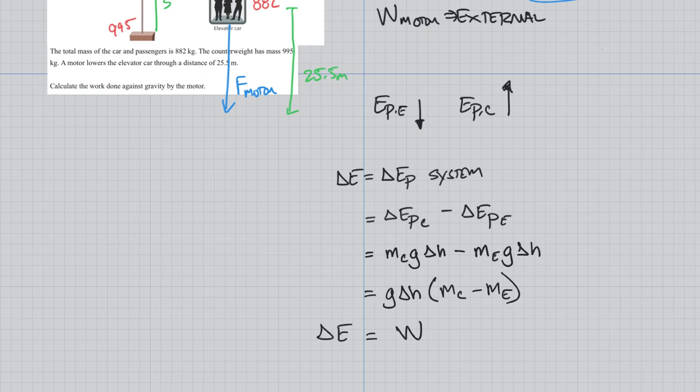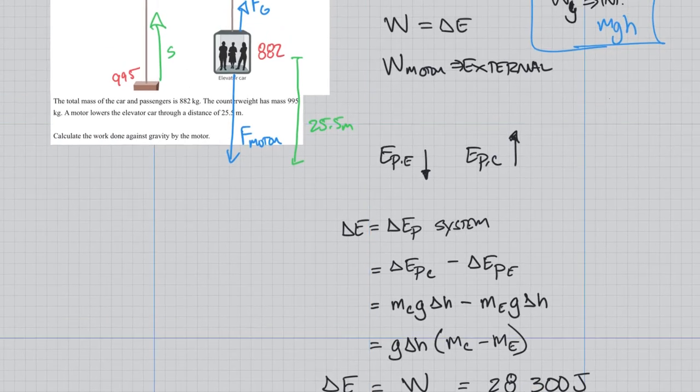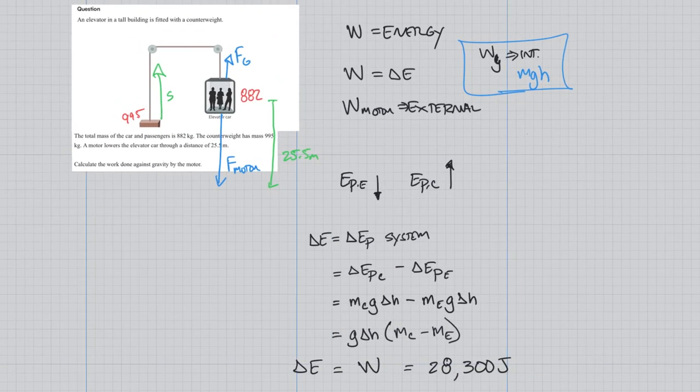Remember, change in energy equals work. So I can plug my values in and I should get a value of roughly 28,300 joules. That's how much the energy has changed. And if we think about that, the energy has gone up because the bigger mass now has more potential and the smaller mass has less potential.